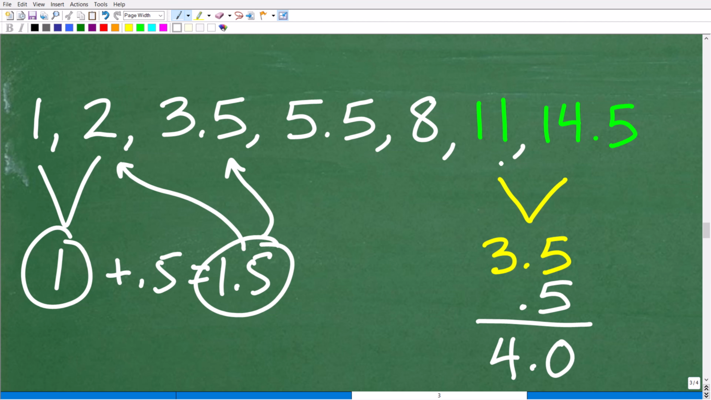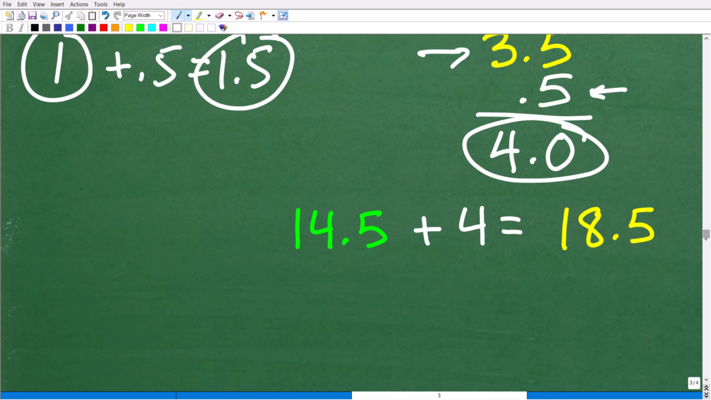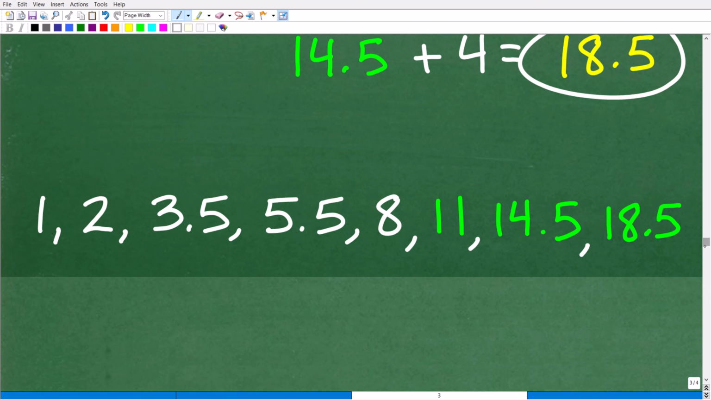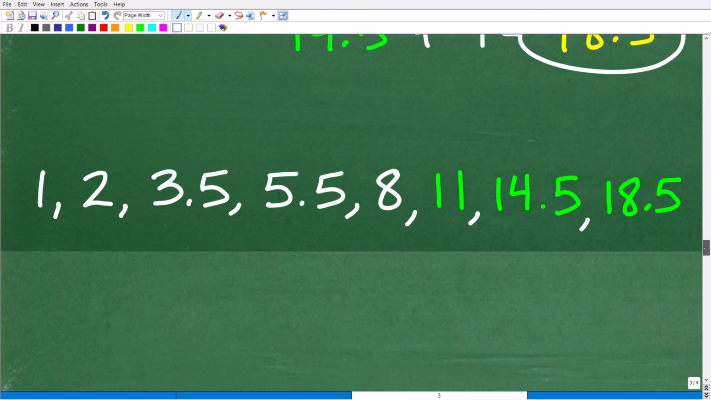Between 11 and 14.5, the difference there is 3.5. We're going to add a 0.5, which is, of course, 4. And then we take that 4 and add it to the previous term, which is 14.5. So 14.5 plus 4 is 18.5. And voila, we have all the numbers in our pattern, or in our sequence.